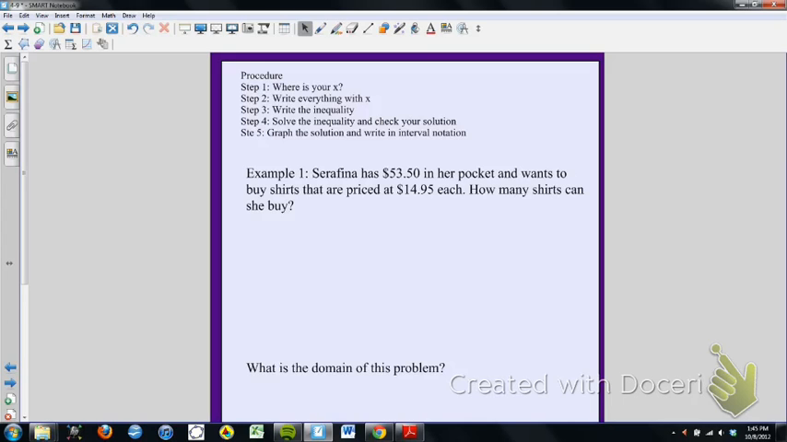So Serafina has $53.50 in her pocket and wants to buy shirts that are priced at $14.95 each. How many shirts can she buy? So if x is equal to the number of shirts, okay, I found my x, and every shirt is $14.95 each. To get the value would be $14.95 times x, and she only has $53.50.